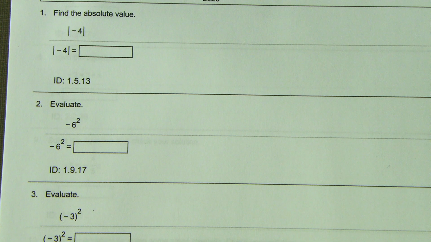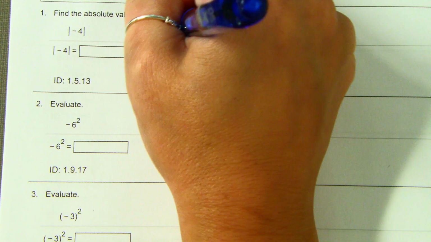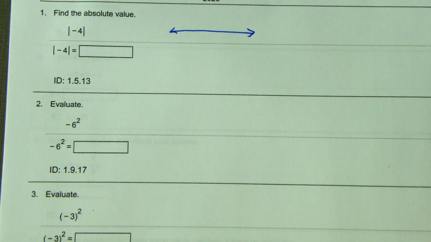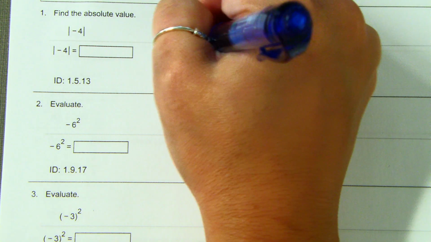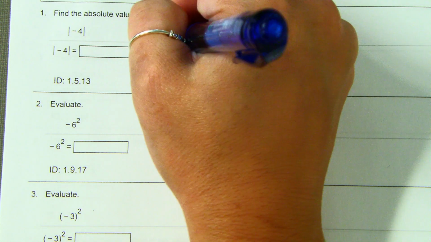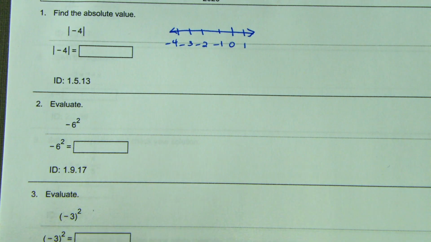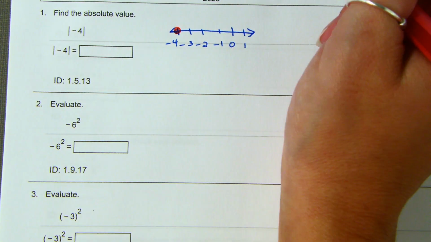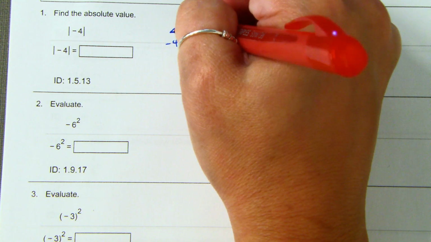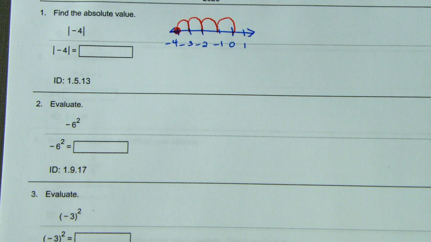Number 1 says find the absolute value. Remember, absolute value is the distance a number is from 0, and if you need a visual representation, remember you are always able to make a number line. We'll stick the numbers 0, 1, -1, -2, -3, -4. You can always do a very visual way. If you are a visual learner, that might be the best way. And if we're starting at -4, then how much do we need to go to get to 0? Well, we're going to go 1, 2, 3, 4. So the absolute value of -4 is simply +4.